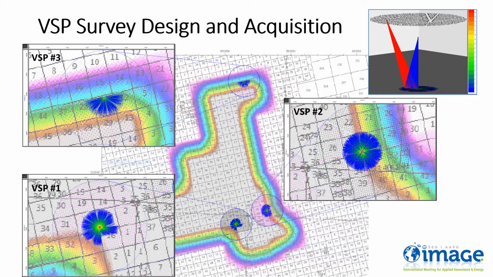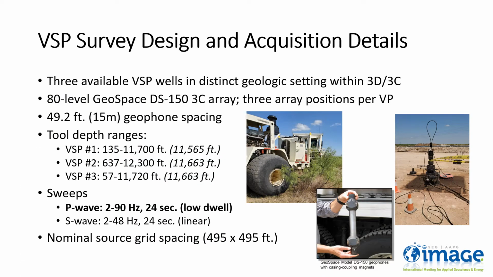We used a regular grid of sources surrounding each well, but due to some permitting restrictions, a small portion to the southeast of VSP number 1 was not acquired, and VSP number 3 fell on the northern edge of the survey, so only a half circle of sources was acquired. The use of a large 80-level geophone array contributed to the improved efficiency acquiring these VSPs. Each well utilized 3 array positions covering almost 12,000 feet of the wellbore. This required each source location to be reoccupied 3 times.